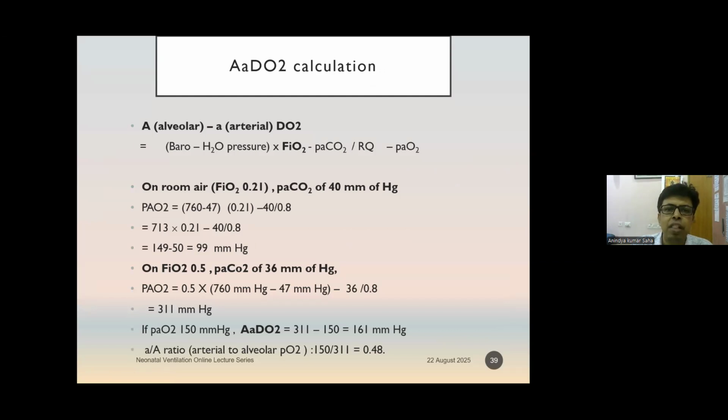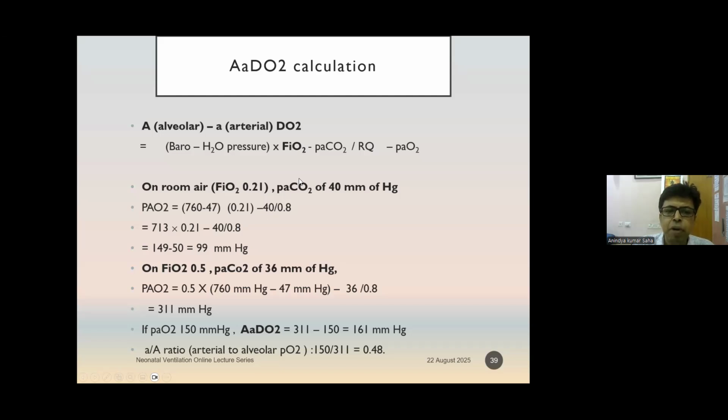Next is the calculation of the alveolar to arterial difference of oxygenation. First the alveolar oxygen concentration is measured by the formula: FiO2 into barometric pressure minus water vapor pressure, minus partial pressure of carbon dioxide divided by respiratory quotient. So if the baby is in room air, it is 760 minus 47, that is the water pressure, into 21, that is 0.21. So that is 713 into 0.21, which is equivalent to 150.